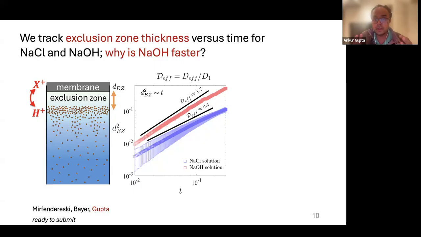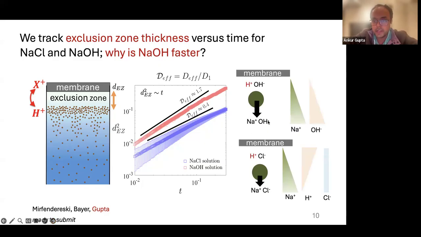So why is that happening? There are a couple of reasons, but I'll try to simplify that to give you an example. Let's imagine we have NaOH at the top. Then again, near the membrane, all the positive ions will become protons.